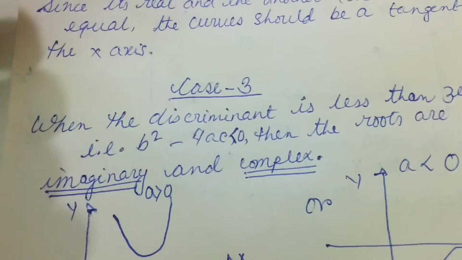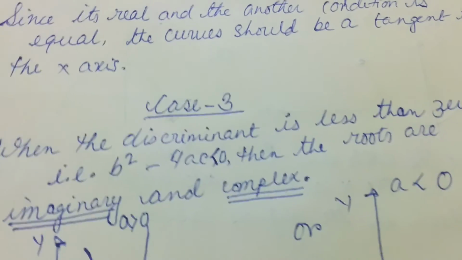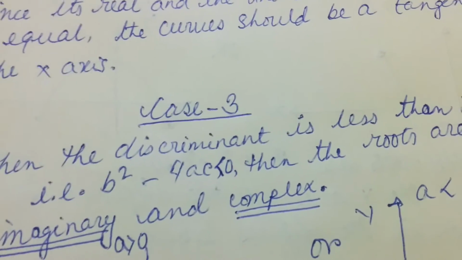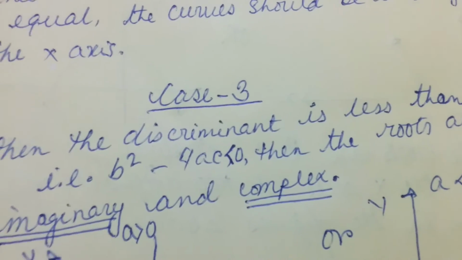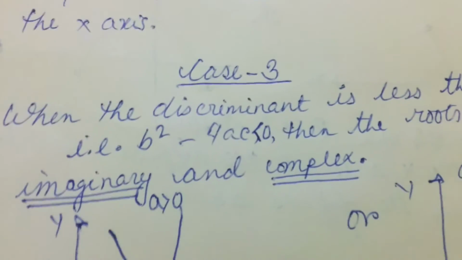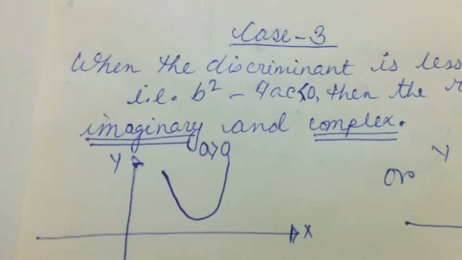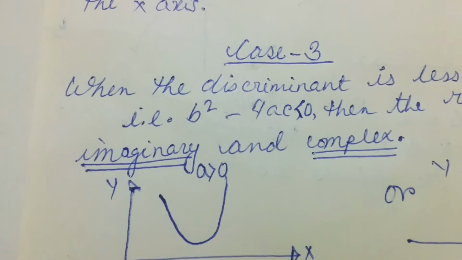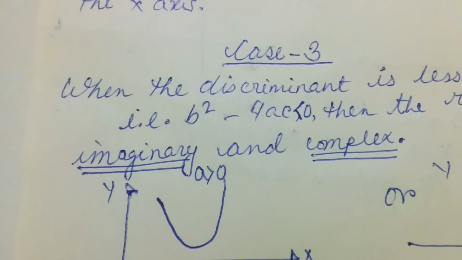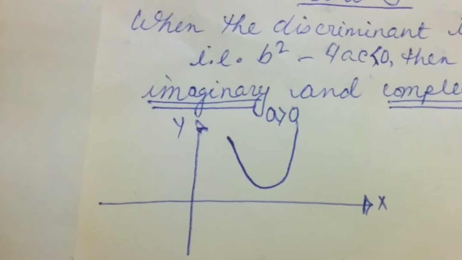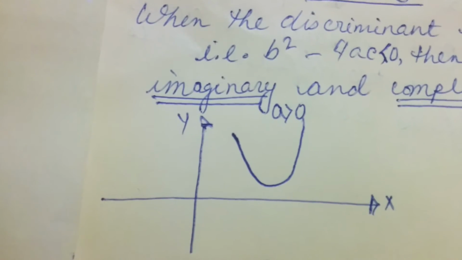Let's study case number 3. When the discriminant is less than 0, we can say that the roots are imaginary or complex. Since the roots are imaginary, they are not real, so the curves won't be cutting the x-axis or touching the x-axis at any point. First, let us look at the curve when the coefficient of x squared is greater than 0.